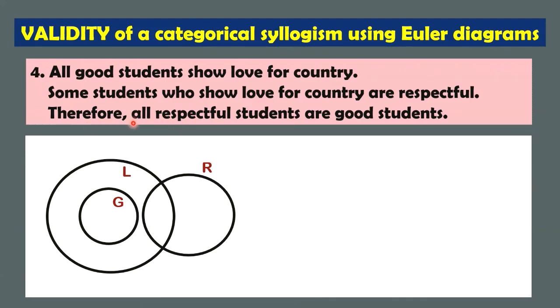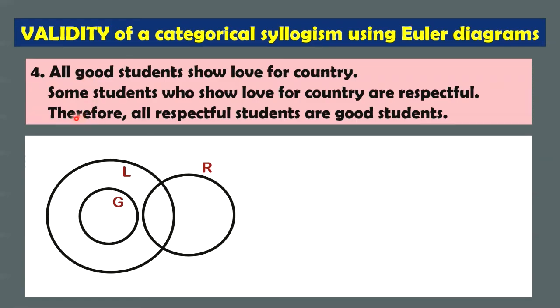Tama kaya ito? All respectful students are good students. Totoo ba? So, dapat meron tayong circle R inside circle G. Pero if we go back to our Euler diagram here, hindi naman ganun yung case natin. Wala tayong R sa loob ng ating set G. Right? So, you say this categorical syllogism is invalid. Okay? Now, if you ask, Ma'am, ito lang ba ang Euler diagram para dito sa categorical syllogism na ito?